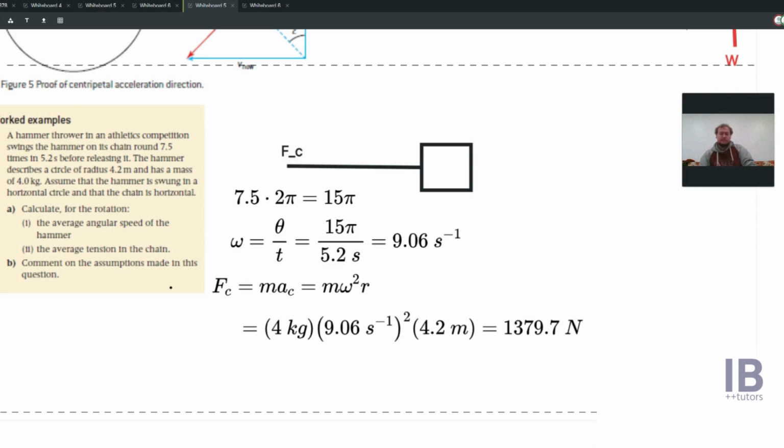Does that make sense for now? I think so. Yeah. Just this part. Okay.